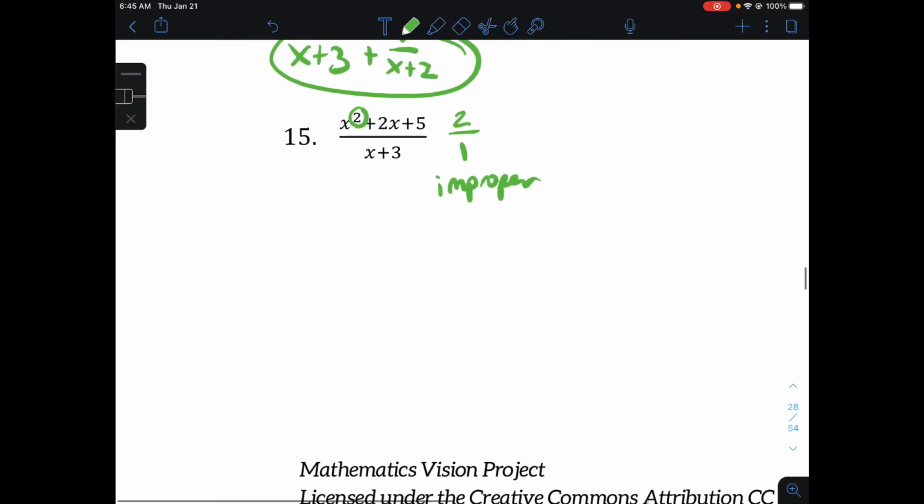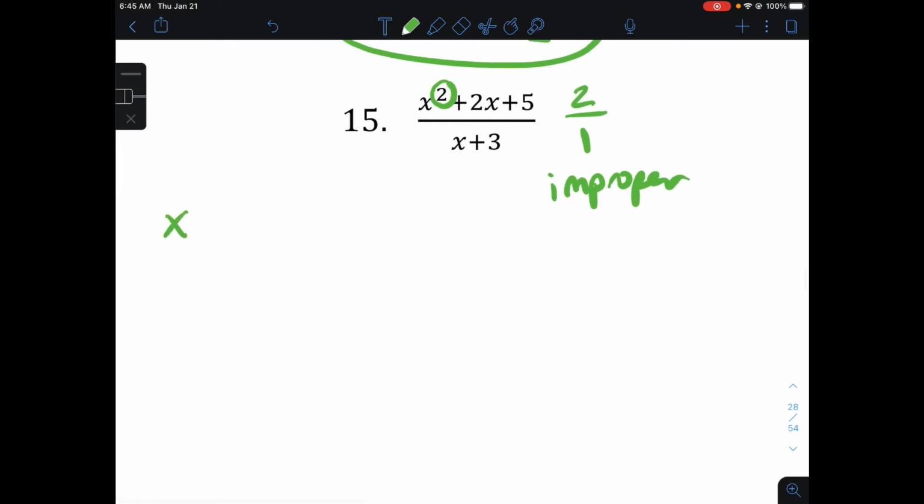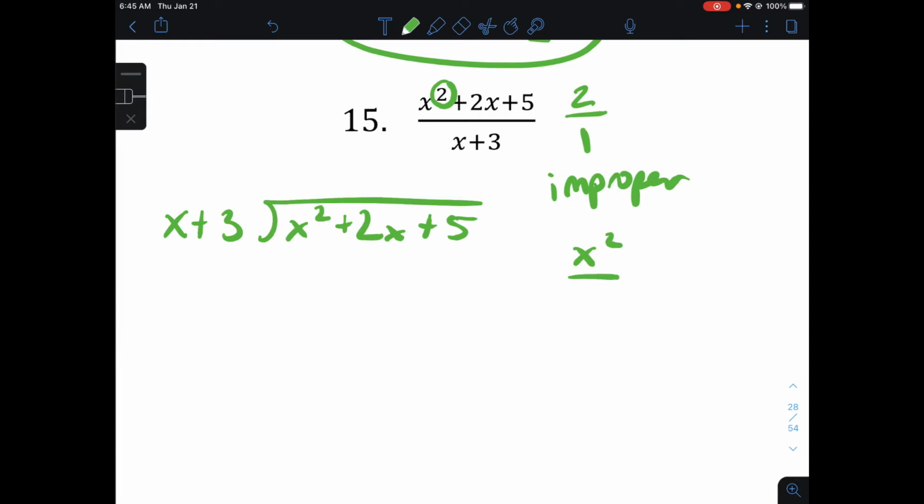So we're going to go ahead and divide. We're going to say x plus 3 divided by x squared plus 2x plus 5. We'll do x squared divided by x gives us an x. Multiply: x squared plus 3x. Change our signs.